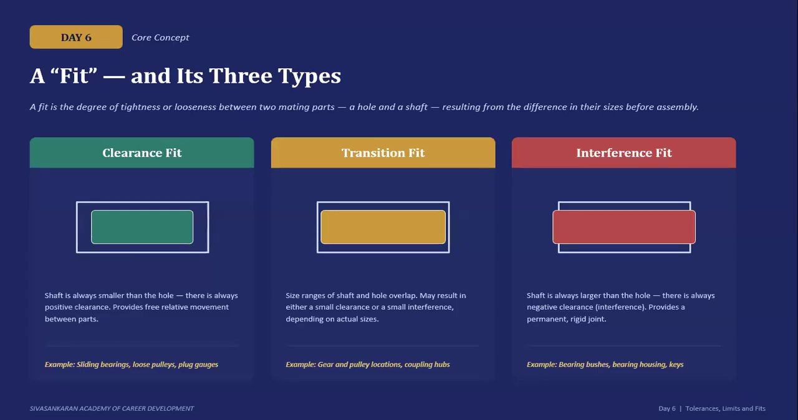Now let us understand the concept of fit. A fit represents the degree of tightness or closeness between two mating components, usually a hole and a shaft. There are three principal types of fits: clearance fit, transition fit, and interference fit.